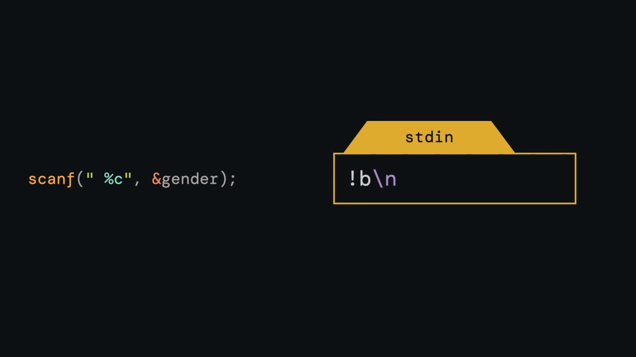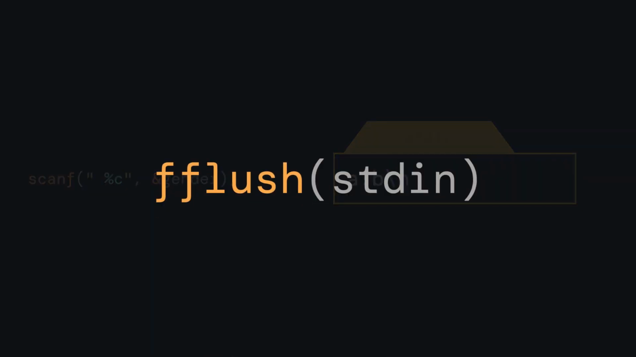A better solution? You might see a flush of standard in thrown around, but it's undefined behavior in the C standards. I won't go into too much detail, but if you think about it, flushing an input stream wouldn't make much sense. Where would you flush it to? There are some implementations that in some cases discard the contents of the input stream, which would work fine for us, but the language itself does not define it, so it's not recommended that you use it.